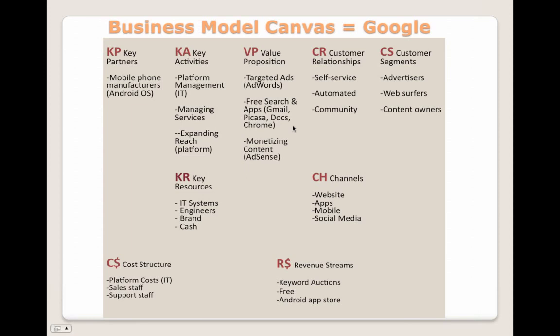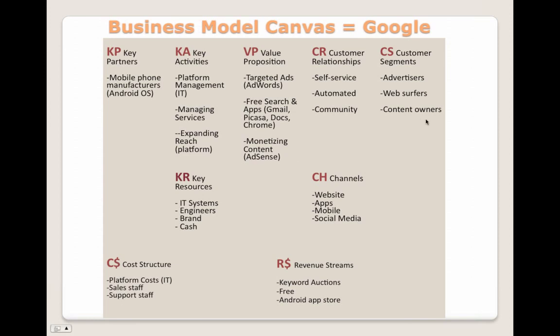Okay, so channels. The channels that Google uses are obviously its website, all of its different apps, so Gmail and Docs and Chrome and all that, mobile, and then social media. Customer relationships with Google are very much self-service and automated. So if you want to set up Google Ads, you log in, you create an account, and you set up your ads, you choose your keywords, you create your ads, and so on. There's no one there talking to you on the phone guiding you through that process.